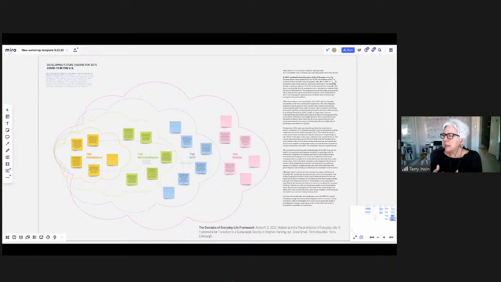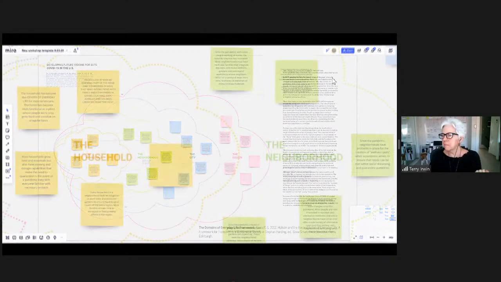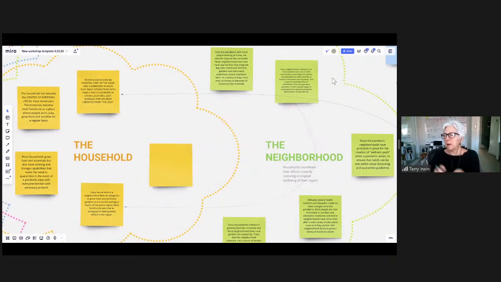The domains of everyday life is a framework by Kossoff for considering the organic systems levels of which everyday life is comprised, the household, the neighborhood, the city, the region, and the planet, which challenge and force us to develop integrated solutions that are not siloed and bound to specific disciplines. To begin, participants develop facets or glimpses of the long-term future in which, in this problem, zoonotic viruses are not frequent and pandemic, but rather rare and contained.